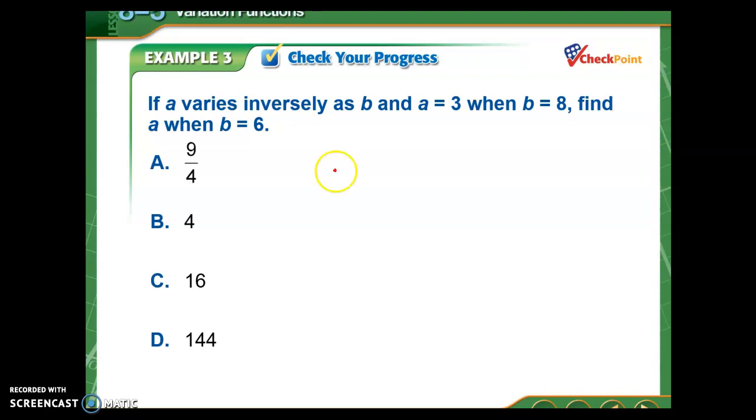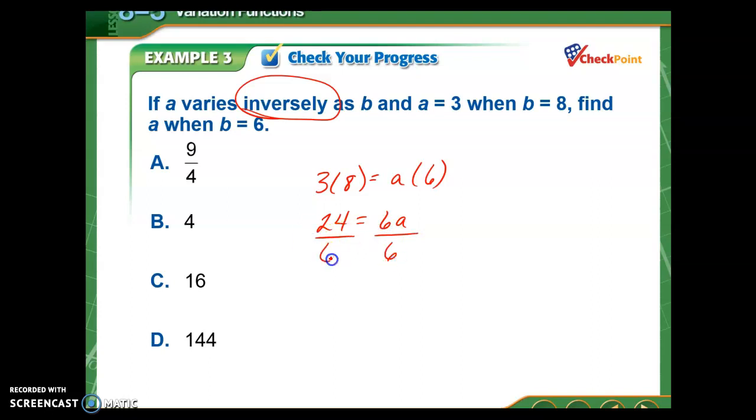So here they vary inversely, so we're going to multiply. So a times b equals a times b. So 3 times 8 should equal a times 6. 24 equals 6a, and then divide by 6. a equals 4.